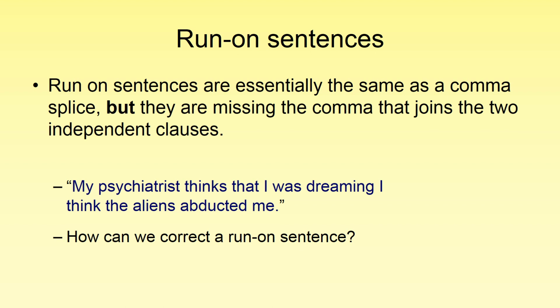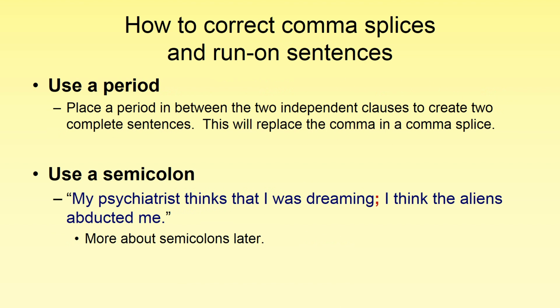Let's look at some examples. The most simple method to correct comma splices and run-on sentences would be to place a period between the independent clauses, thus creating two simple sentences. We can also place a semicolon in the same place. My psychiatrist thinks that I was dreaming; I think the aliens abducted me. This is correct usage of the semicolon, and we'll be covering more about semicolons later on.